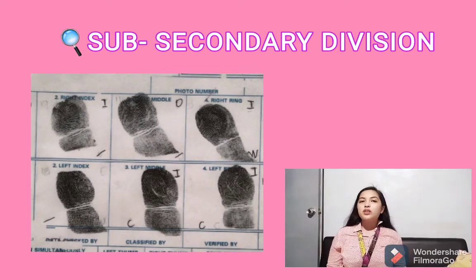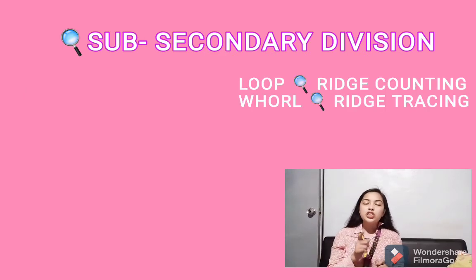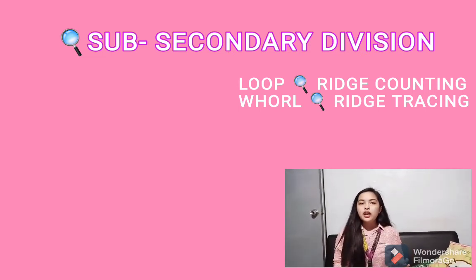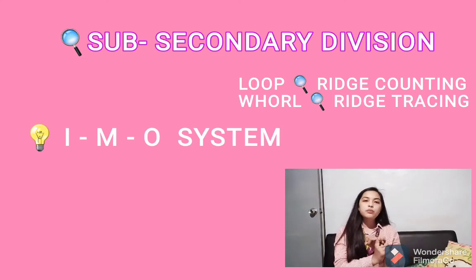So, dito sa subsecondary division, dito na natin tatandaan na kapag loop, ang ginagamit natin is ridge counting. Kapag naman whorl, ang ginagamit natin is ridge tracing. Sa whorl, ang gagamitin natin is IMO system. IMO stands for I for inner, M for meeting, O for outer.